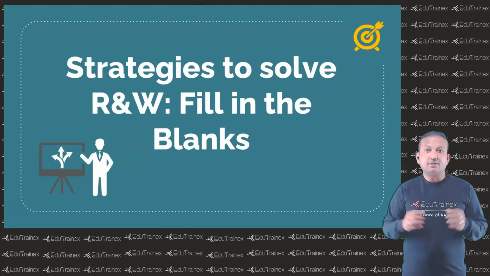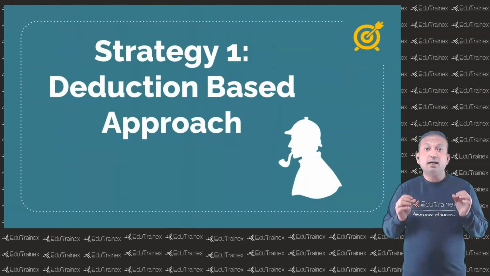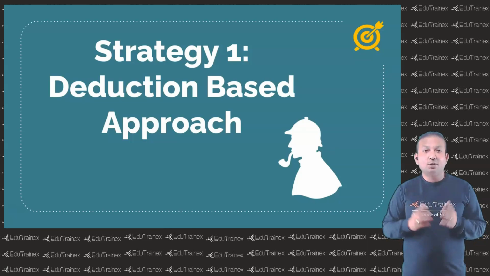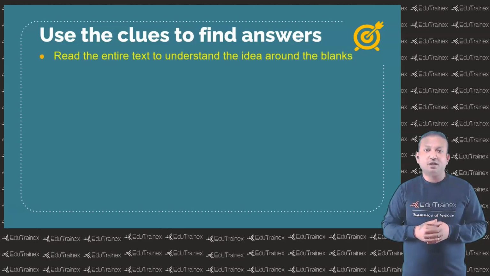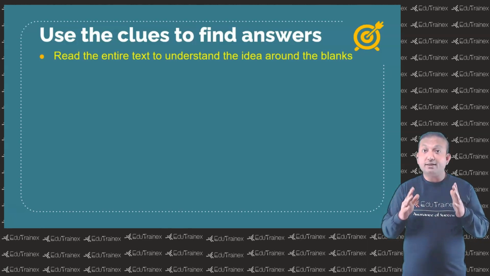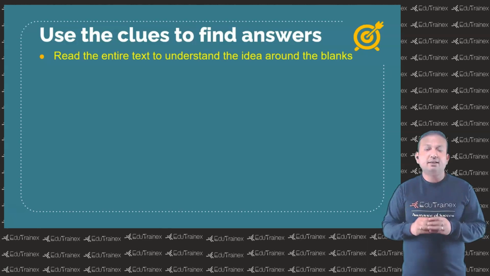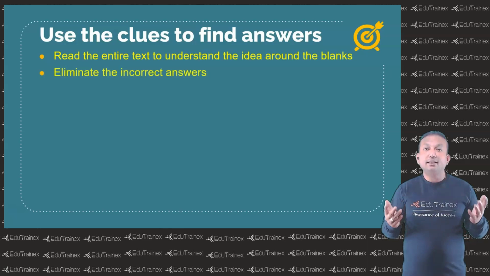So don't worry, let's start with the first strategy, which we call the deduction based approach. If you know the popular detective character Sherlock Holmes, you would definitely guess what I'm trying to say here. It's quite simple. You need to wear a detective hat, find the clues presented in the text, and then deduce the correct answer using those hints. Don't panic. The first step is to read the entire text and understand the main idea that is being discussed. This will help you choose the correct words from the list. And step 2 is to eliminate the incorrect or impossible answers and then select the best answer.